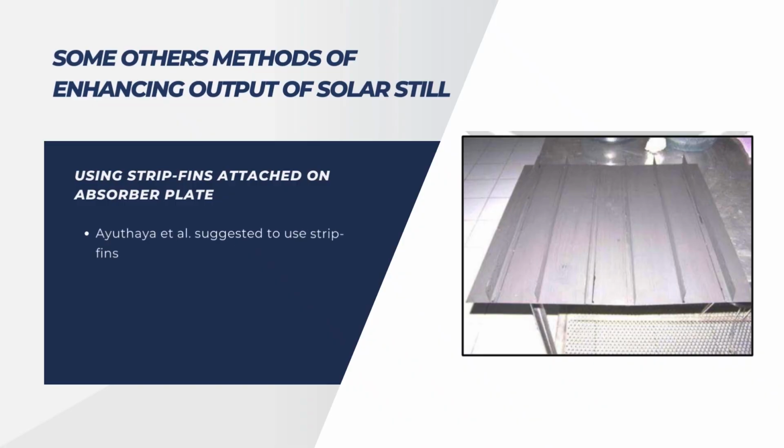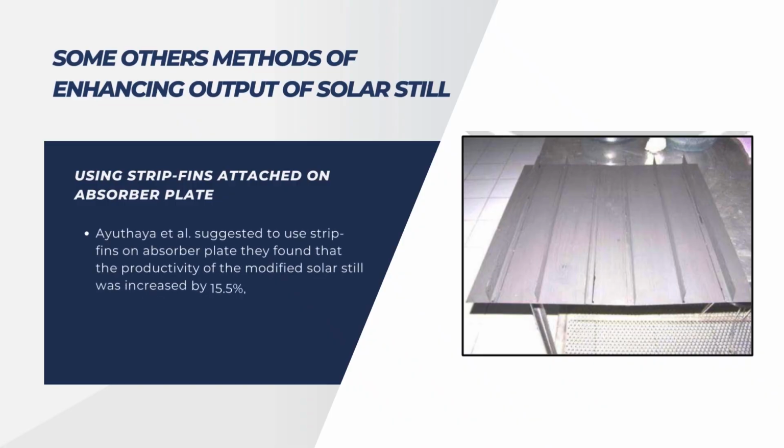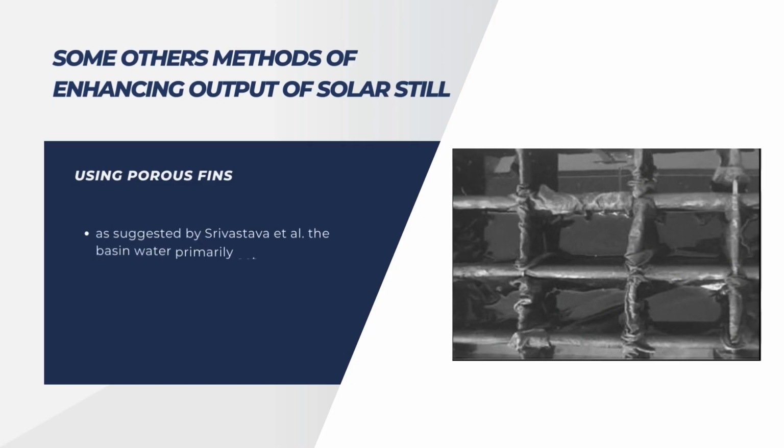Using strip lining attached to the absorber plate, a researcher, Ayuthia et al., suggested using strip fins on the absorber plate. They found that the productivity of the modified solar still increased by 15.5% compared to that of a conventional still.